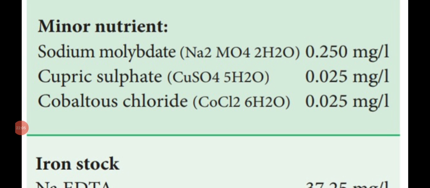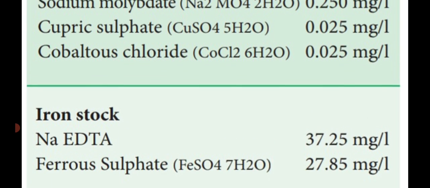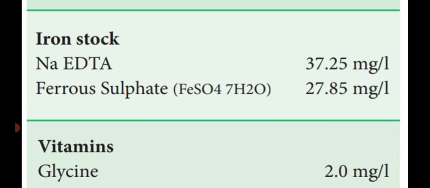Dear students, another one is minor nutrient, that is trace nutrients. In the 11th standard, you have studied 3 different types of nutrients, macro, micro and trace, isn't it? That's why they are given as minor nutrients. Sodium molybdate 0.250 milligram, cupric sulfate 0.025 milligram, cobaltous chloride 0.025. This is also an important 2-mark question. Then iron stock, that means iron content: NaEDTA 37.25, ferrous sulfate 27.85.